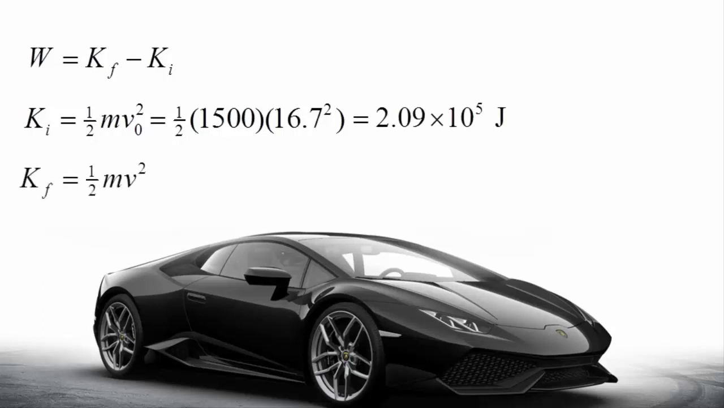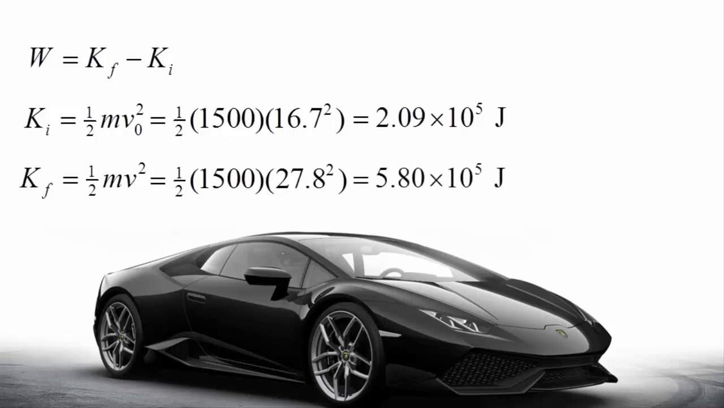Now for the final kinetic energy. The final velocity is 100 km per hour. What is it in SI units? The final velocity in SI units is 27.8 meters per second. So what is the final kinetic energy given that the total mass is 1,500 kilograms? The final kinetic energy of the car and its driver is 5.80 by 10 to the 5 joules.